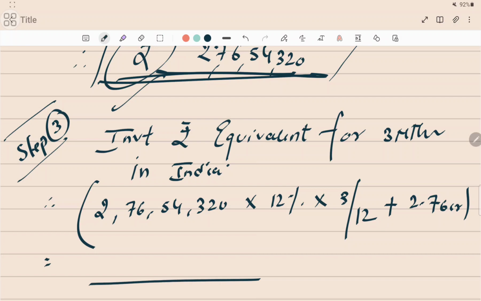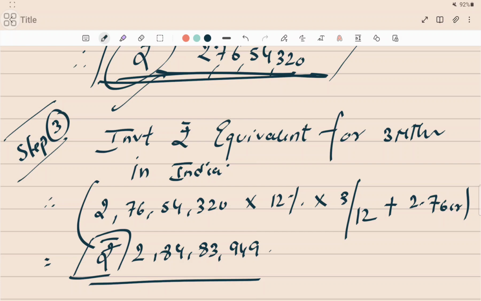Principal plus interest comes up to 2,84,83,949 roughly. This entire thing of principal plus interest is in rupee. So this ends the money market hedge.